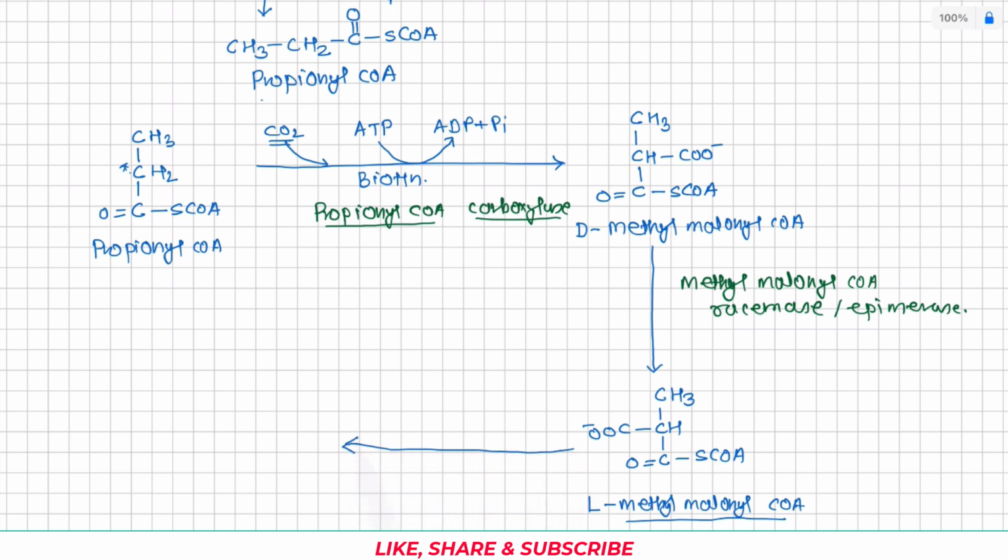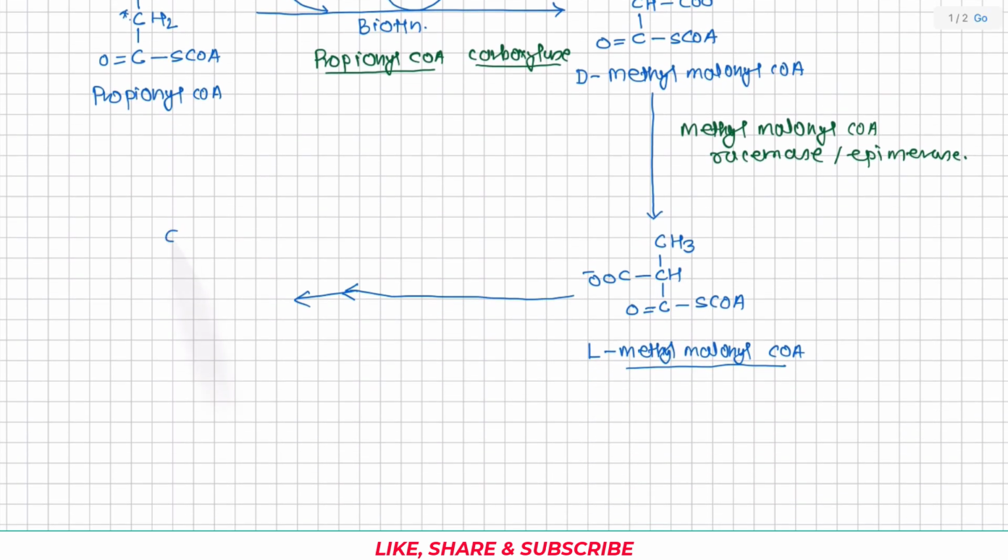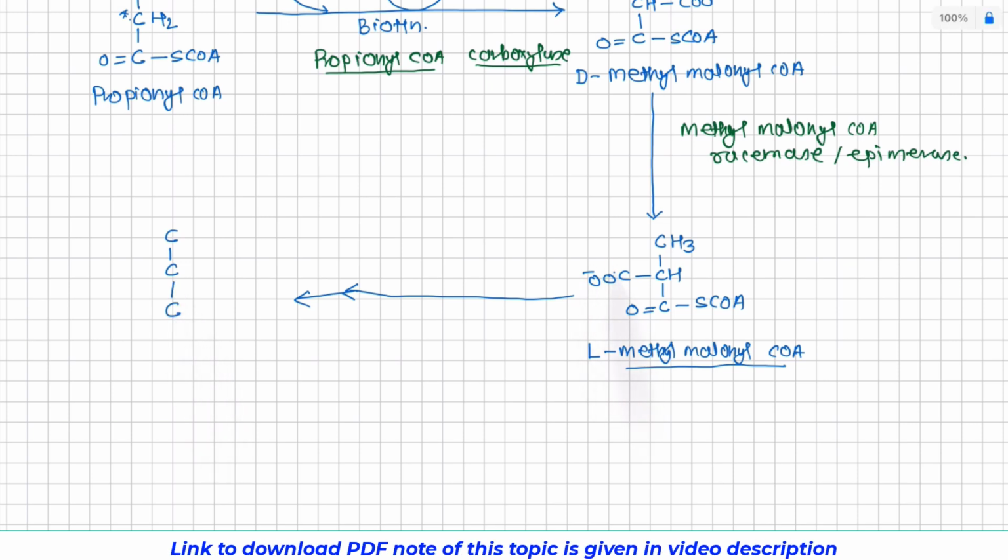Now here, instead of simple isomerization, there will be a molecular rearrangement. That means this carboxyl group now shifts from the second carbon to the first carbon. So let's write down the formula. We have 3 carbons, carbon 1, carbon 2 and carbon 3. Now this C double O will be on the first carbon. So this carbon contains C double O minus, and instead of 3 hydrogens, it will have only 2 hydrogens. Now on the second carbon, instead of 1 hydrogen, we have 2 hydrogens. The third carbon remains unchanged. So C double bond O and then coenzyme A.